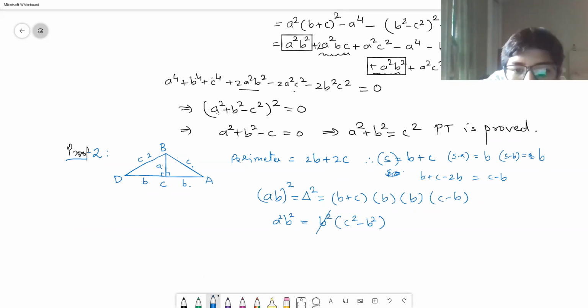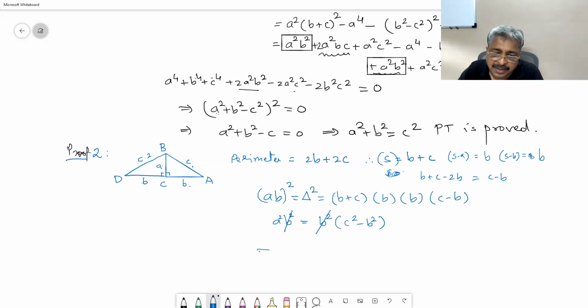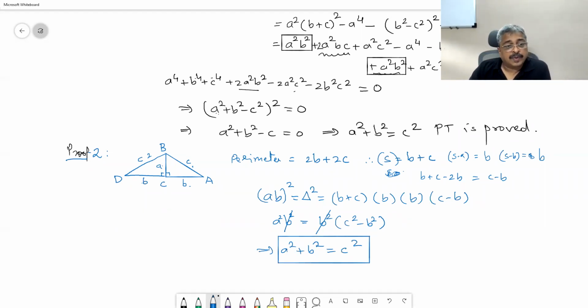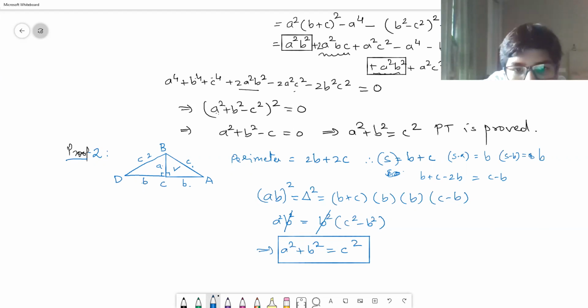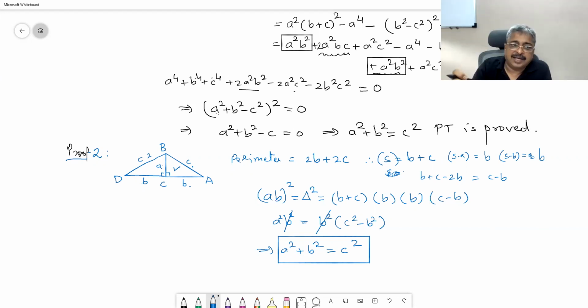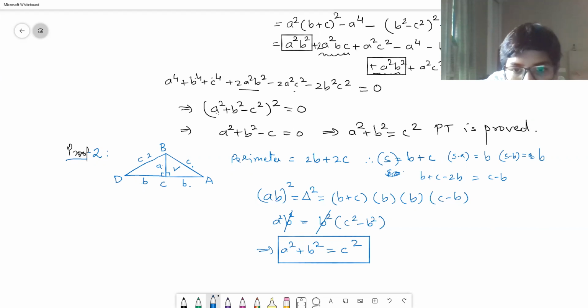You can cancel this b square from both sides and you end up getting Pythagoras: a square plus b square is equal to c square. So by doing the reflection of the given triangle, we have avoided a lot of algebra. A little additional thinking and you can avoid a lot of algebra. That is the demonstration in this particular proof of Pythagoras theorem using Heron's formula.